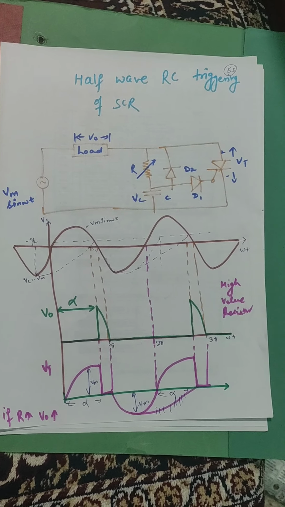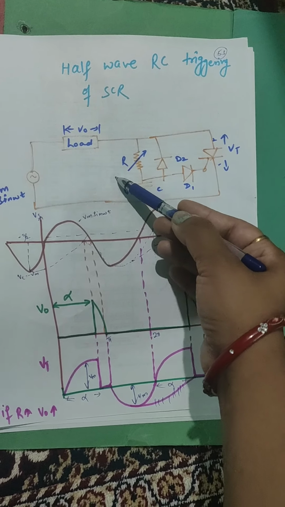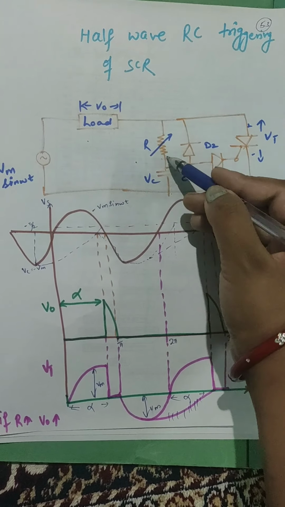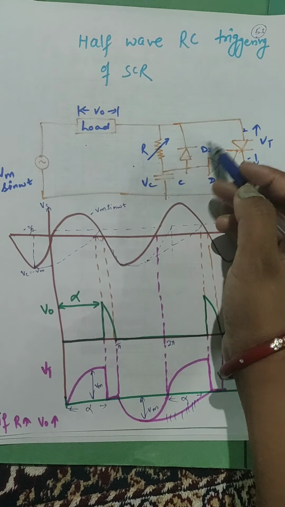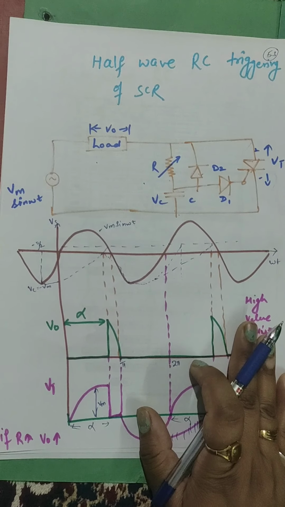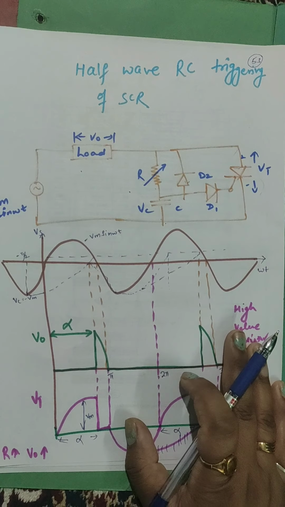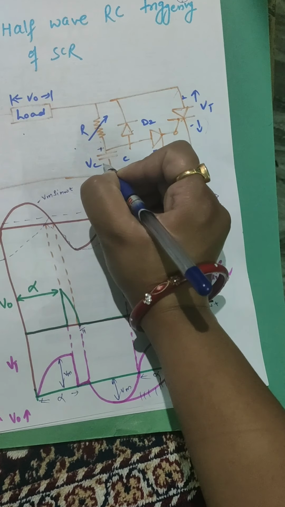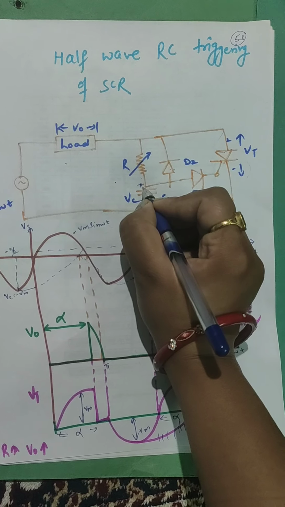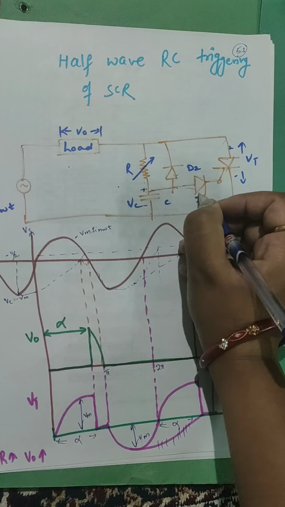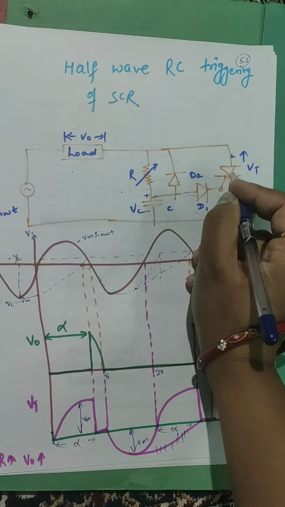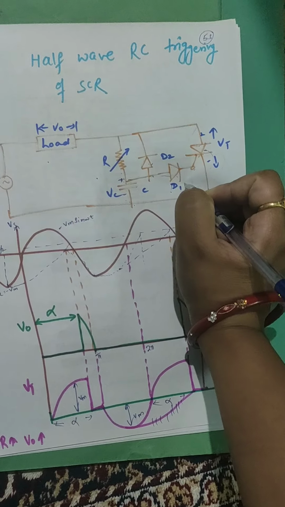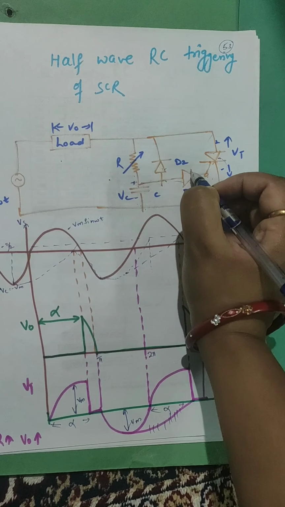So here is the circuit for half wave RC triggering. You can see the load, the RC network, diodes D1 and D2, and the thyristor. When the positive half cycle is there, the capacitor starts to charge, and the polarity will be like this. This gives a positive voltage to D1 and the thyristor T1 will be on through diode D1.